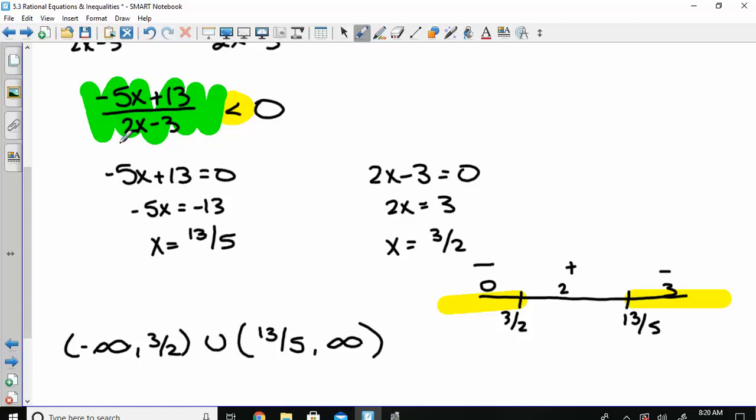Any questions there? Why would you do positive right there? Because you have to look at this inequality. Less than, negative; greater than, positive. Other questions?